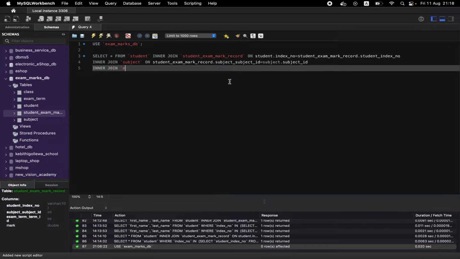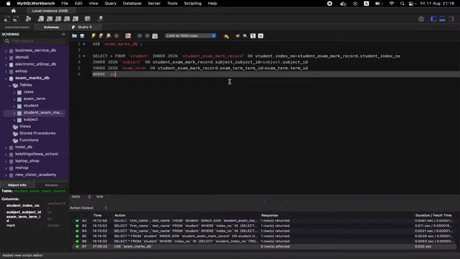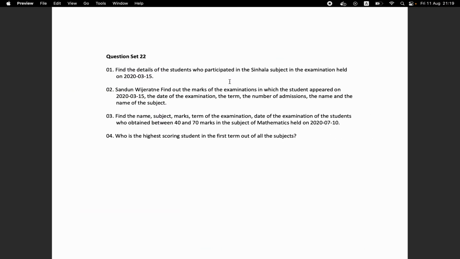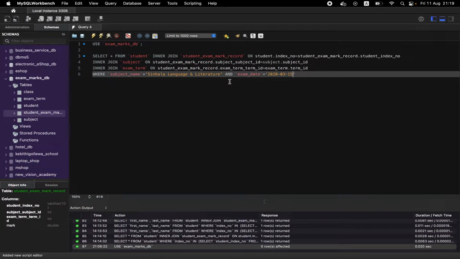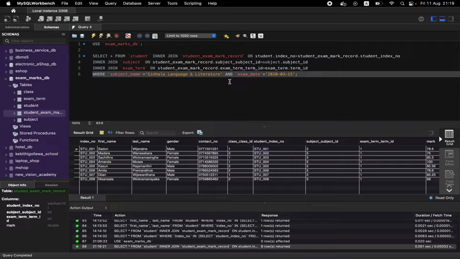another inner join to get the exam term table on student exam mark record dot exam term ID equal exam term table term ID, where subject name equals to Sinhala language and literature, and the exam date equals 2020 3rd 15th. So this is the answer for the first question.